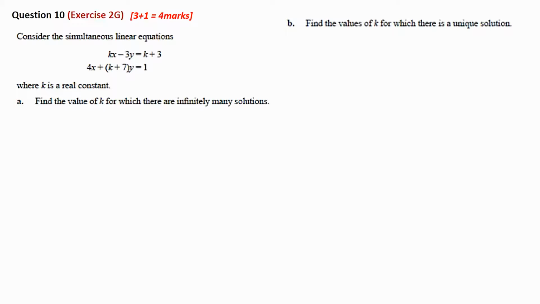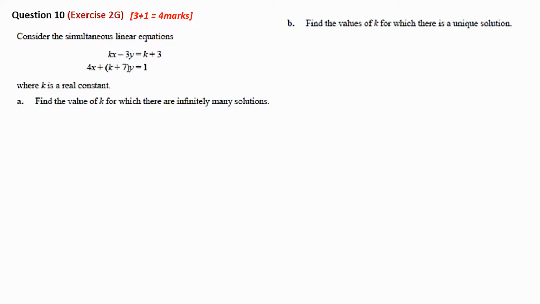So the question says, consider simultaneous linear equations. So you've got two straight lines. You've got an x, you've got a y, you've got an x, you've got a y. What's the difference between the ones I've just shown you before? These don't have numbers, these have letters. That's the only difference. So it's kx minus 3y equals k plus 3. You're like, oh my god, too high. No, the same thing. Same drill. Where k is a number, real constant means a number.